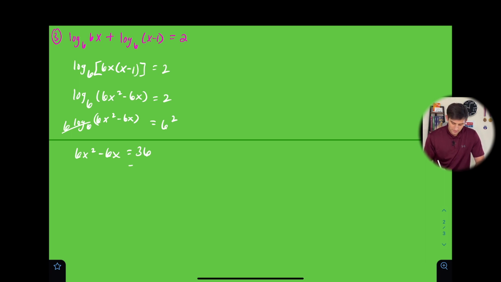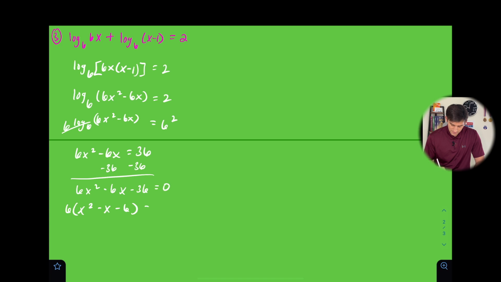So let's subtract this 36 over here, and now we have essentially a quadratic equation, 6x squared minus 6x minus 36 equals 0. So let's factor out a 6, and then we can basically divide both sides of the equation by 6. So once we factor that out, we have x squared minus x minus 6 is equal to 0. And now we could cancel that out because essentially we would just divide both sides by 6. Okay? So now we have x squared minus x minus 6 is equal to 0.